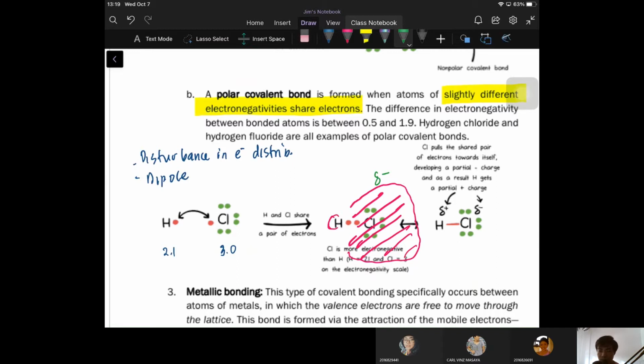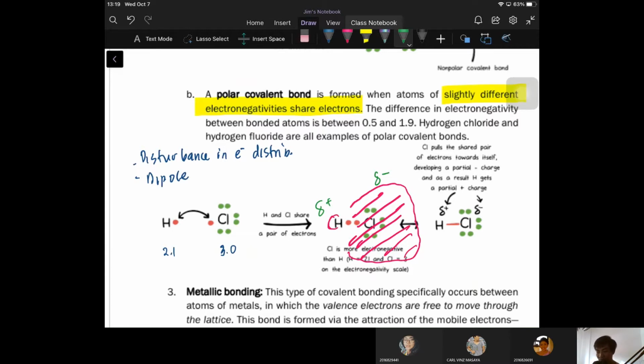So, the opposite side of the molecule will be partial positive naman ngayon, no? The hydrogen, since onti lang yung electron sa paligid niya, it will be partial positive in charge. So, as a result, we have dipole, no? May dipole tayo. Positive, may negative. Okay? So, ganun lang. So, yun yung polar bond, no?